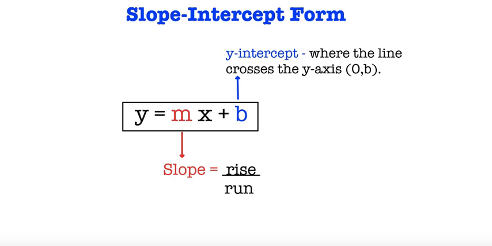And our slope is represented by the variable m. So our slope is also known as our rise over run. And another way to describe our slope is our rate of change. So it's the rate at which our line is either increasing or decreasing. So if you hear rate of change, just know that it's the same thing as our slope.